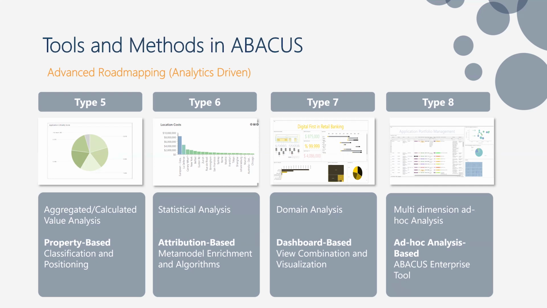So you can see in here, for example, advanced road mapping for a type 5 could be property-based, so aggregating values up and down the model. What's my utilization of a particular data center? Do I need to move resources around? We're really using the properties in Abacus to analyze some of those changes. So having a bit more of an automation method behind the scenes.